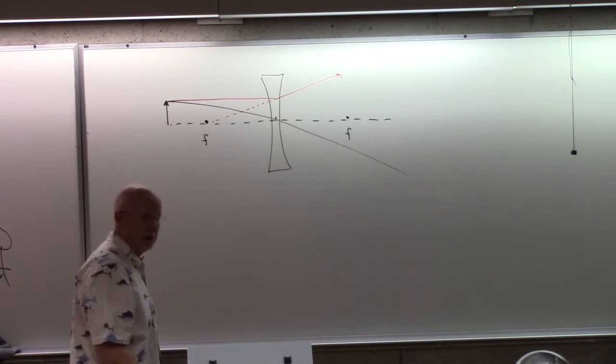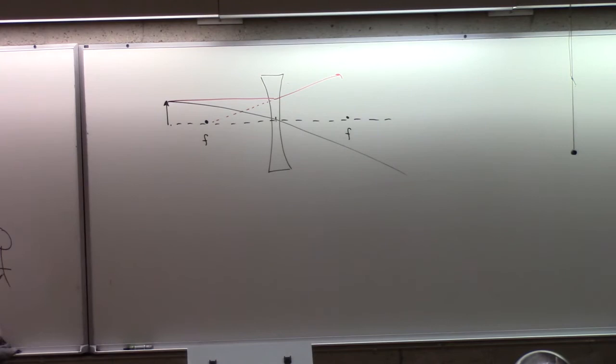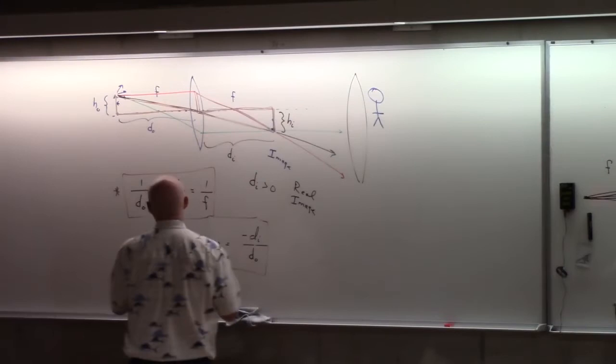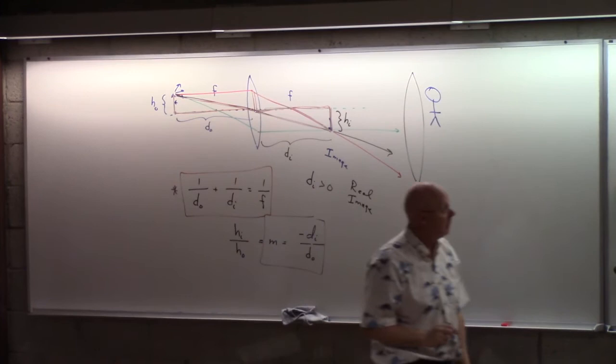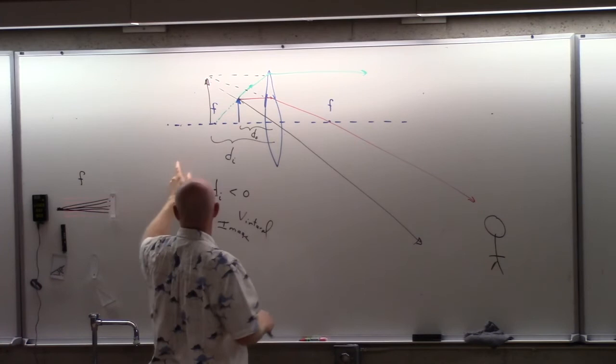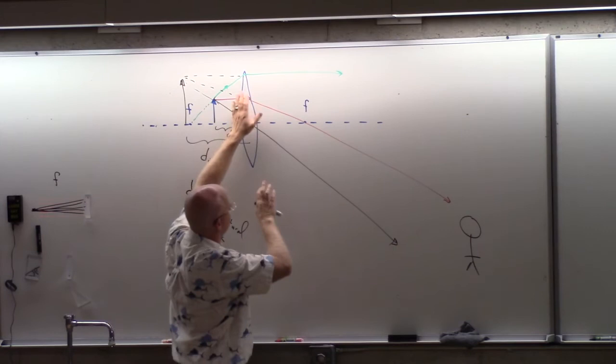Now, maybe the hardest one to draw is this green one. And it was kind of hard here. You had to go through the focal point and then go straight. That wasn't too bad. This was kind of hard because if you drew it through the focal point, it never hit the lens. So instead we drew it as if it had that same angle as coming from the focal point and then went straight. Okay, so that kind of makes sense.